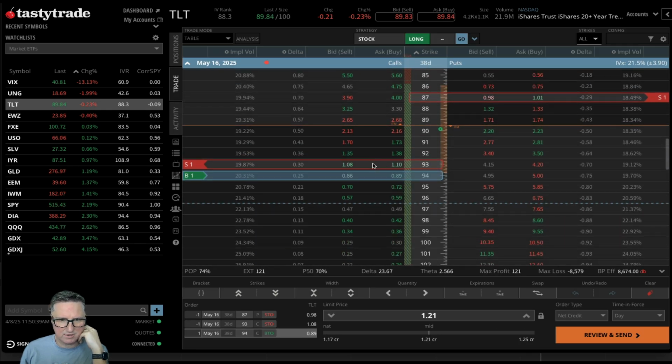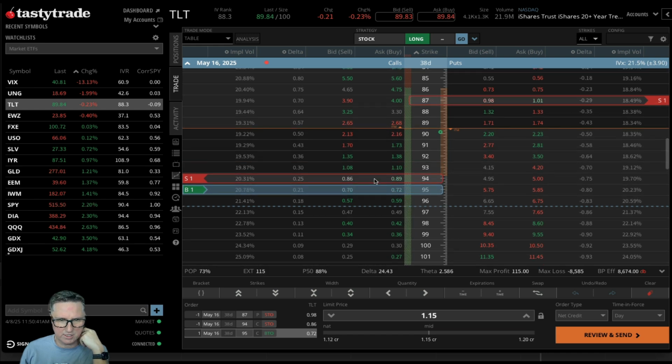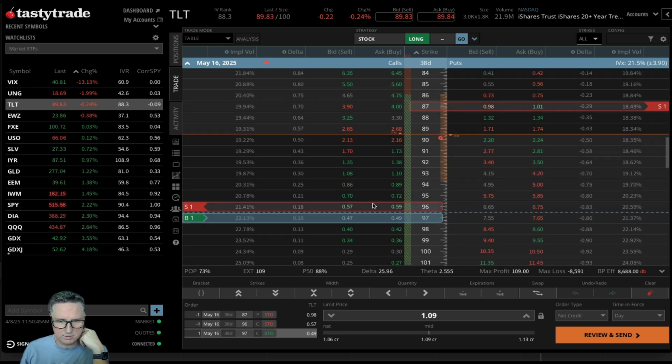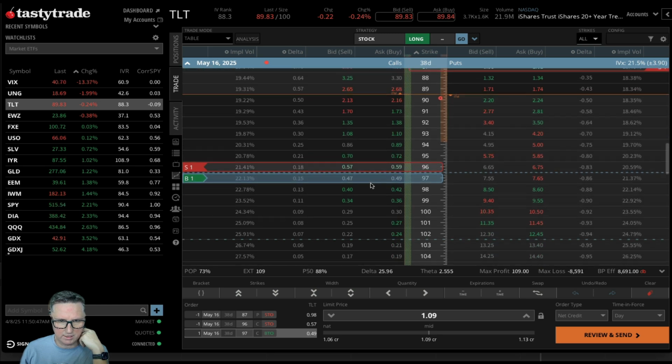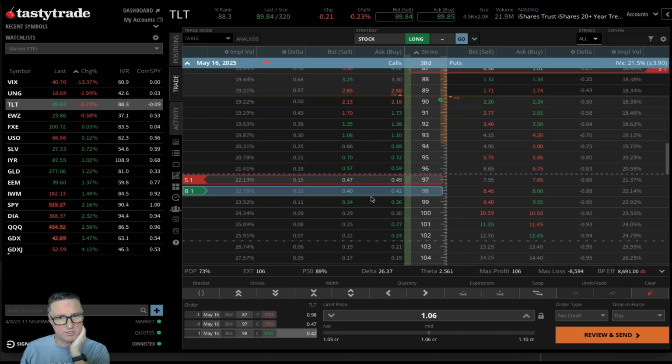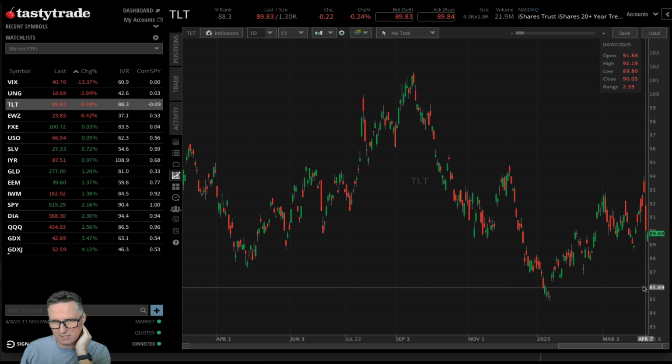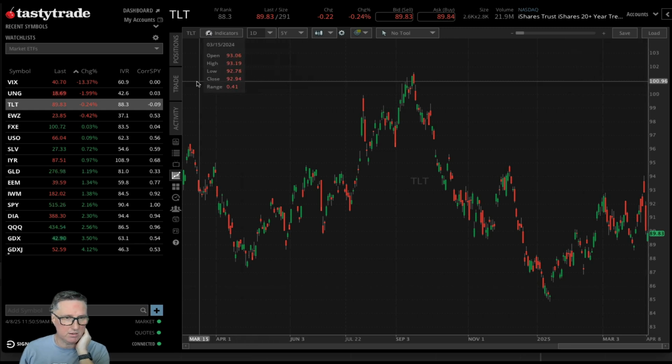So this is a good example of how to construct a jade lizard. We're trying to find about $1. There's $1.12, $1.09, so I can go even higher here. So there's an interesting jade lizard. I've got a break even down here around 86, and the top end is at 97. So let's look at that. 86 is way down here. 97 is way up here. So I'm going to go ahead and put that one in.